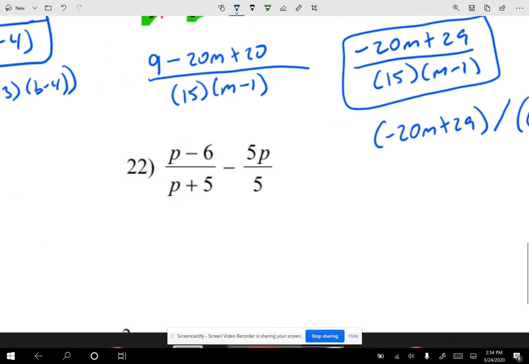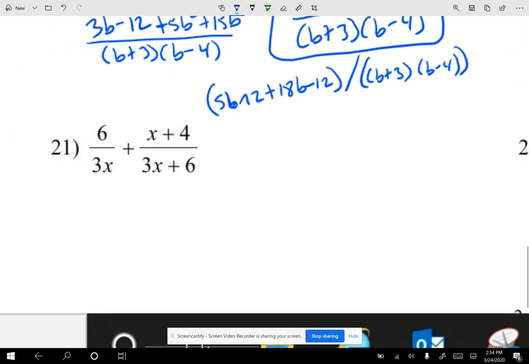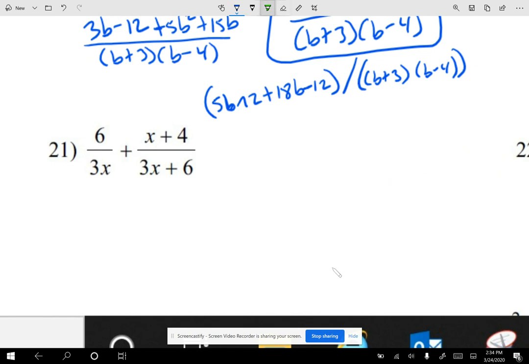All right, let's take a look at number 21. I notice that the 6 over 3 can be simplified. I'm just going to call that a 2. 6 divided by 3 is 2. I know the bottom, I can factor a 3, and that gives me x plus 2. Okay, let's leave it at that. I'm just going to leave it in factor form.